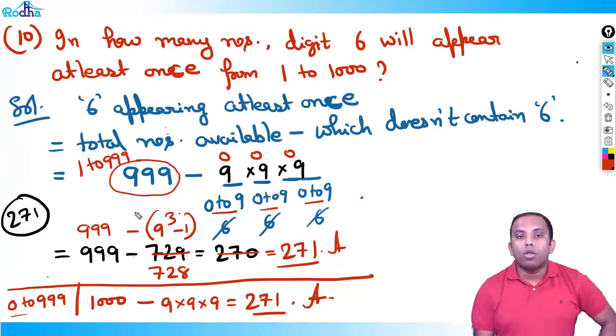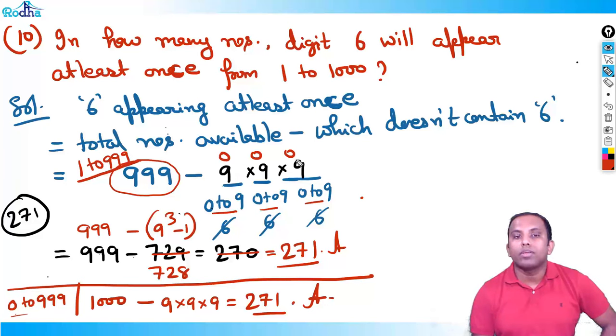Don't make this small mistake, because if there are options, obviously they'll give 270 also, and you can mark 270. So simple. If I have taken 999 numbers, that means I have counted 1 to 999, which doesn't involve a 0. And here, if I write 9 into 9 into 9, 0 to 9, 0 to 9, 0 to 9, and 6 I have not taken, so out of 10 options, 6 is gone, so 9 options.